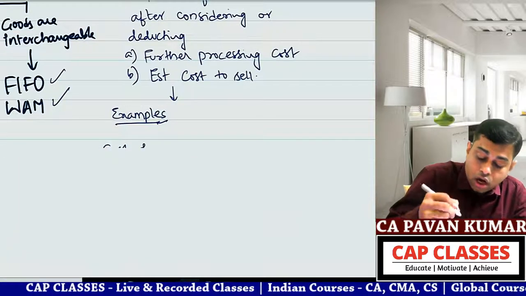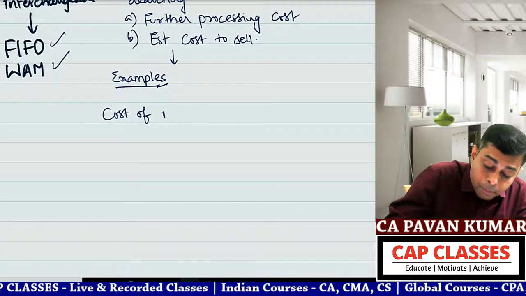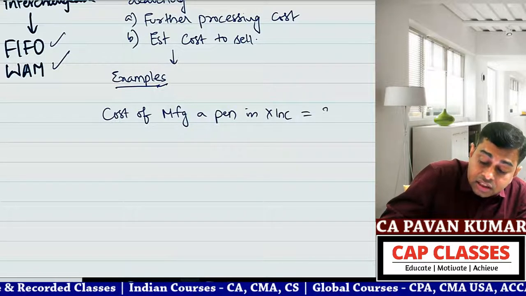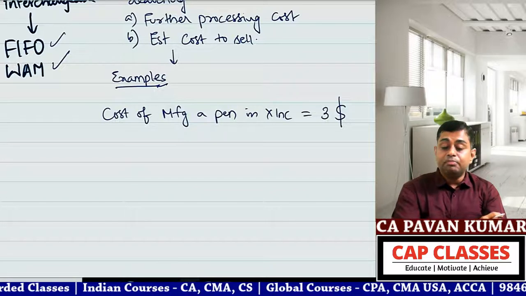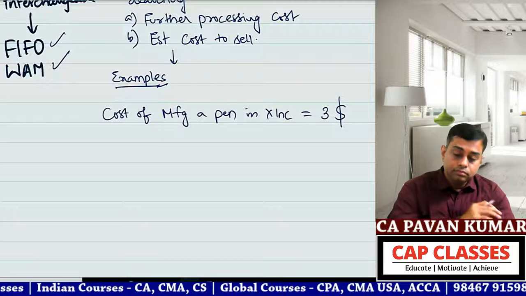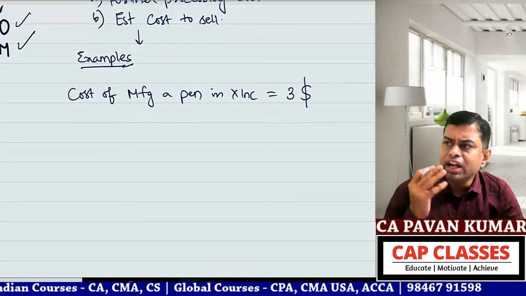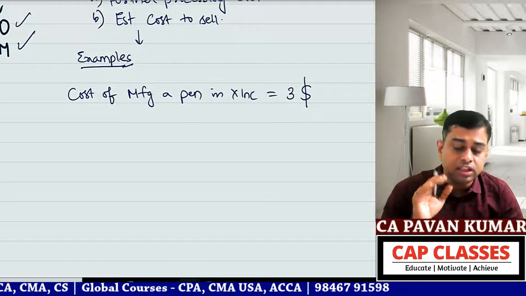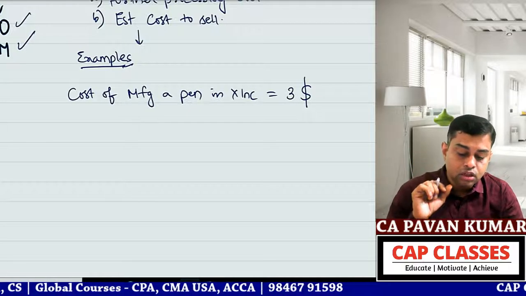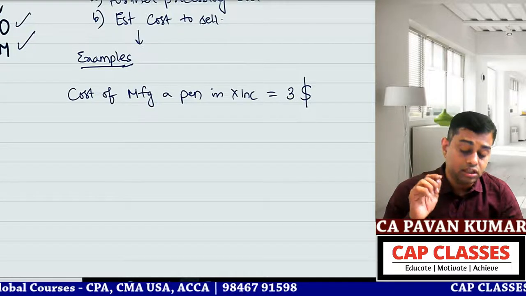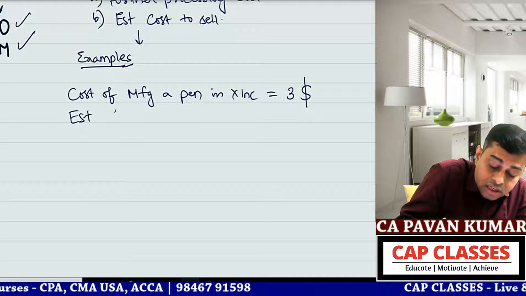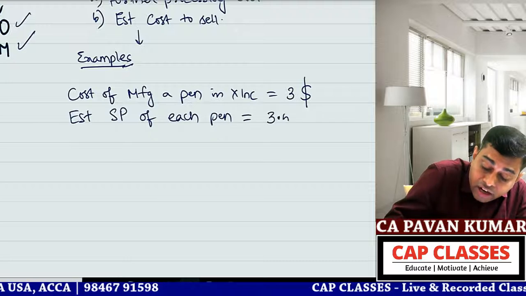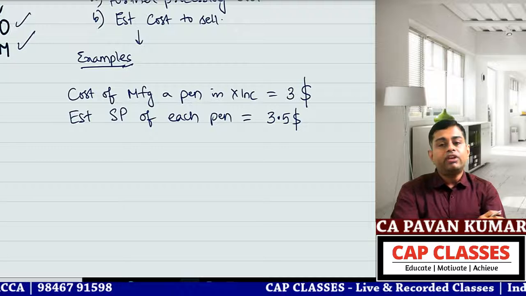Cost of manufacturing a pen in X Incorporation is $3. Cost of manufacturing, or it could be purchase cost also, or cost of pen. This manufacturing includes all the overheads. That is a different story. So cost of manufacturing a pen in X Incorporation is $3. Estimated selling price of each pen is $3.5.